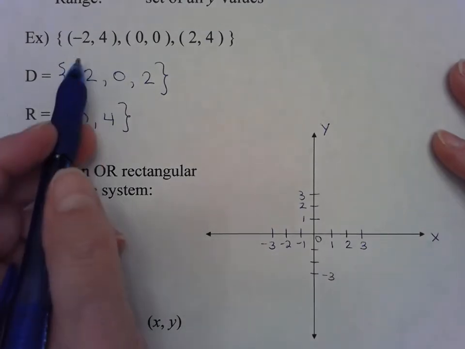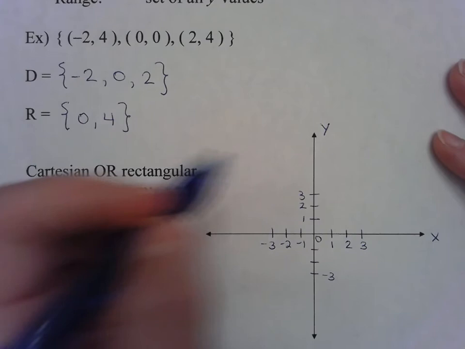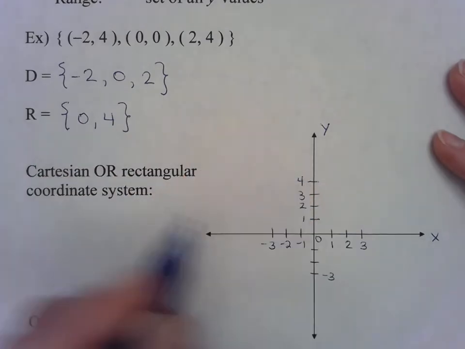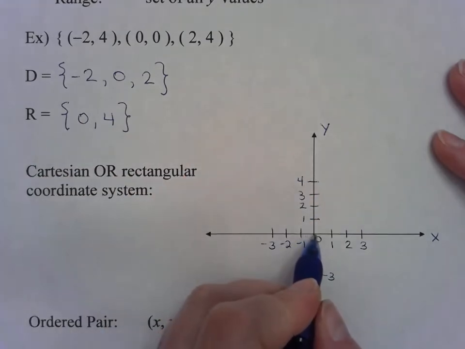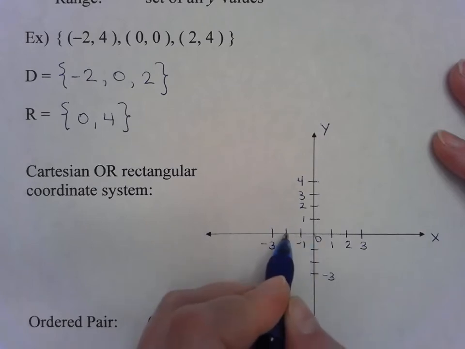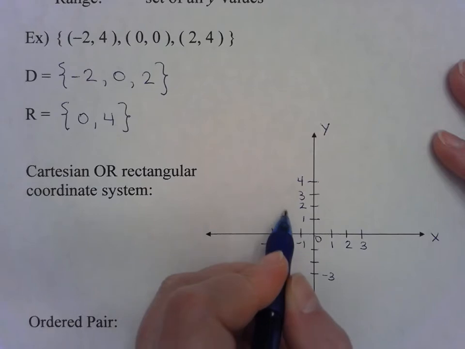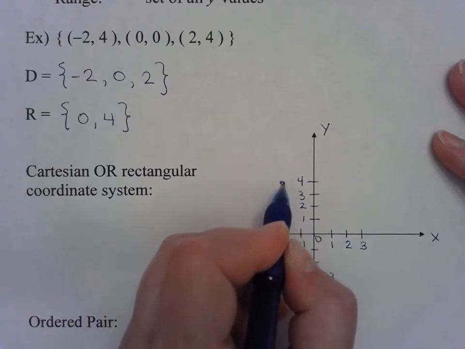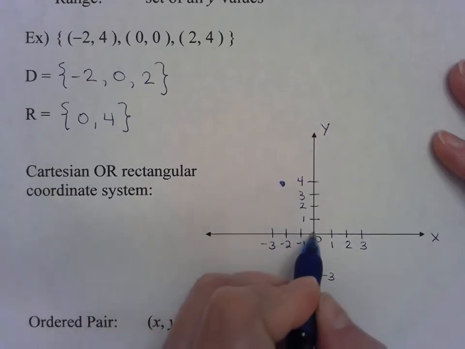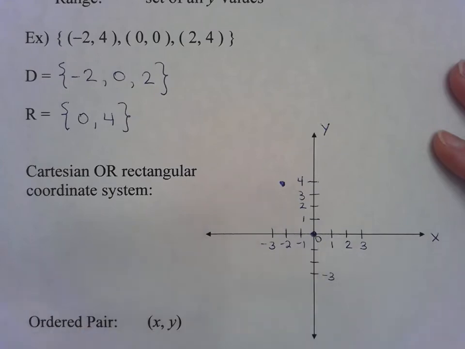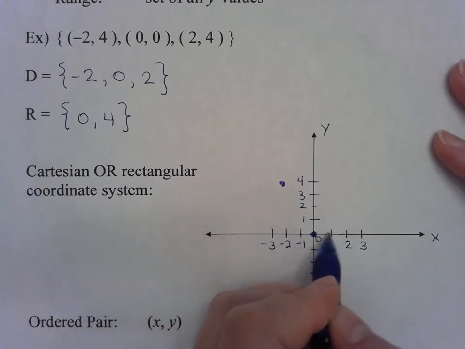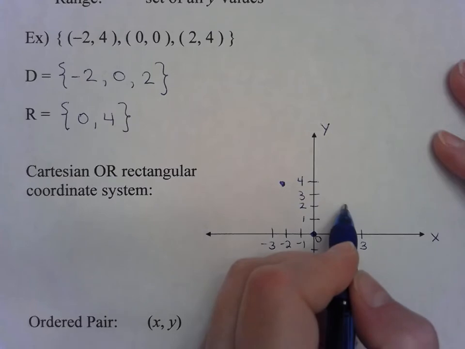Okay, so let's just say we wanted to plot these 3 points. So we've got negative 2, 4. So we start in the center. The x value tells us to go to negative 2. The y value tells us to go up to positive 4. We've got 0, 0. That's the one we said is called the origin. And then the last point is positive 2, positive 4.